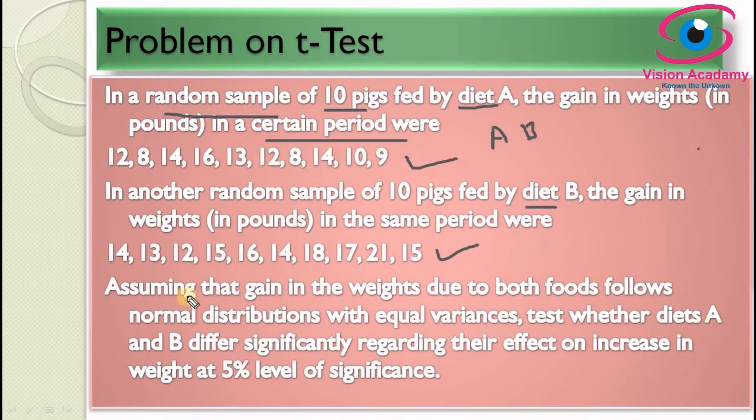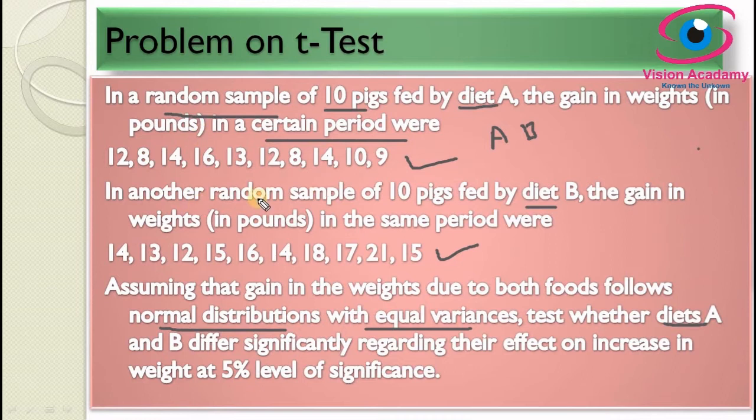Now, assuming that the gain in weights due to both foods follows a normal distribution, these samples are collected randomly and are normally distributed with equal variances. So now we want to test whether diet A and diet B differ significantly regarding their effect on increase in weight at 5% level of significance. We have diet A and B foods. We want to test whether diets A and B differ significantly regarding the increase in weight, and we have to test this hypothesis at 5% level of significance.